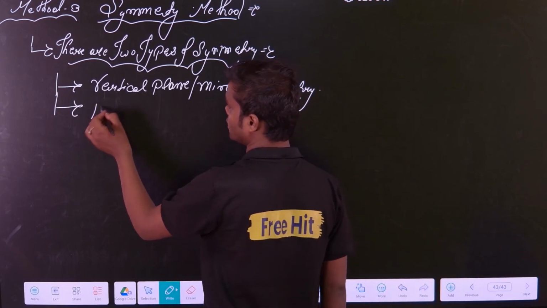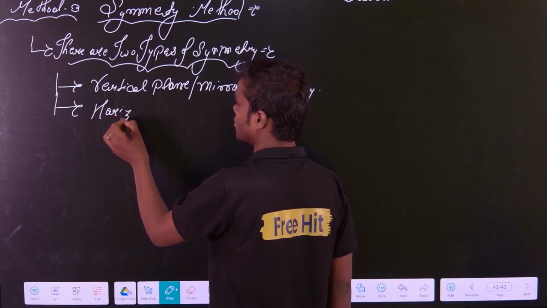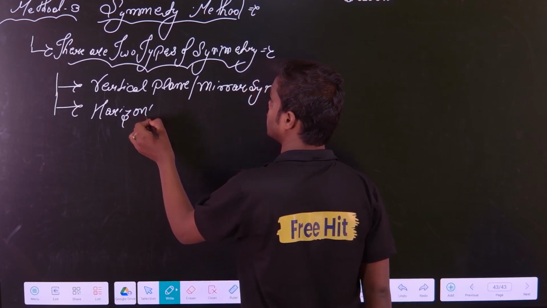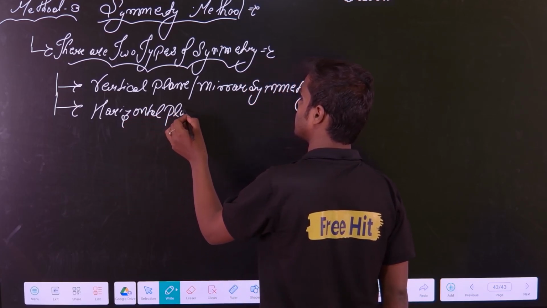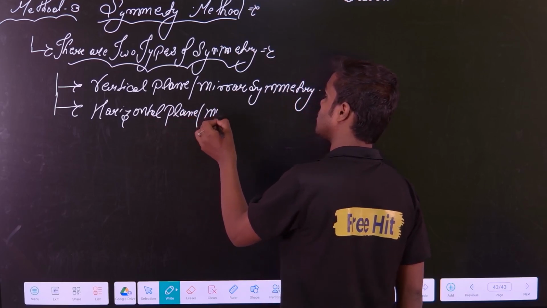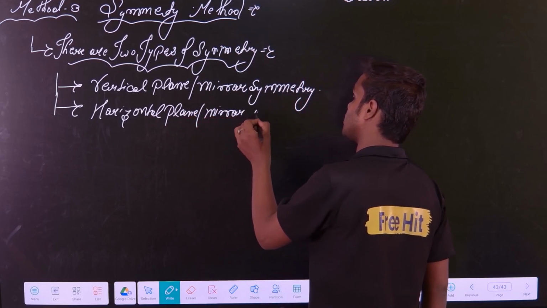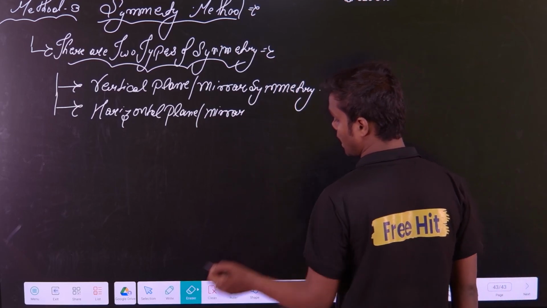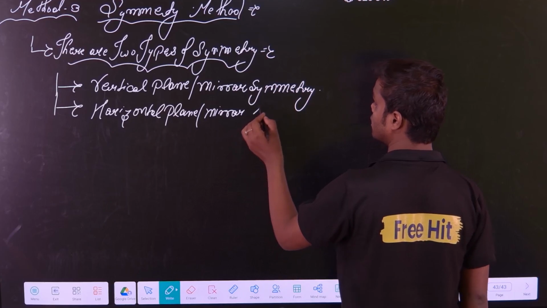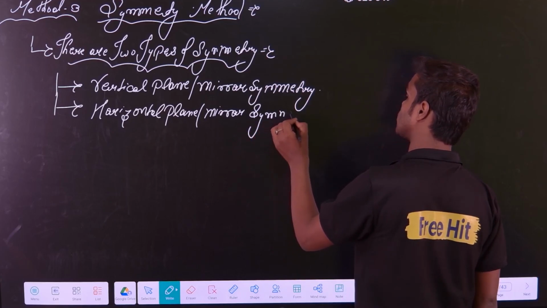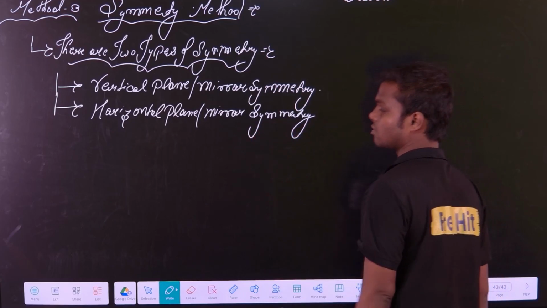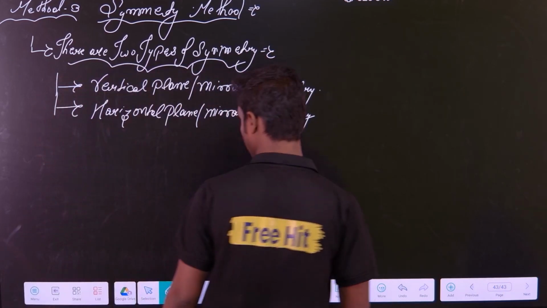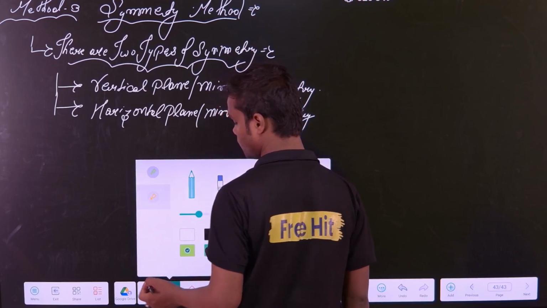And the second is called horizontal plane, or you can say mirror symmetry, correct? So these are the two methods, and we have to understand these two methods with the condition of when they are applicable and how to solve the question. Basically the question is where you will apply this method. So let us first discuss vertical plane symmetry.